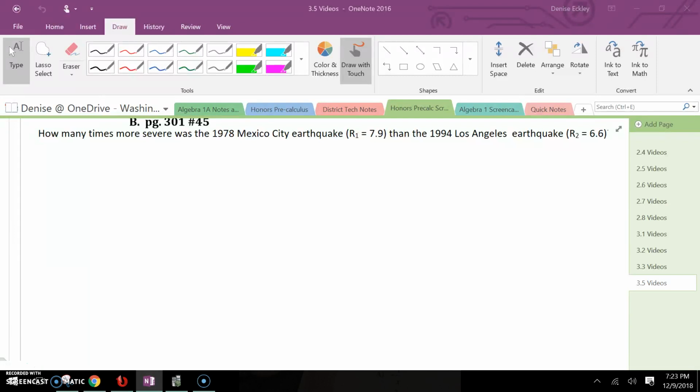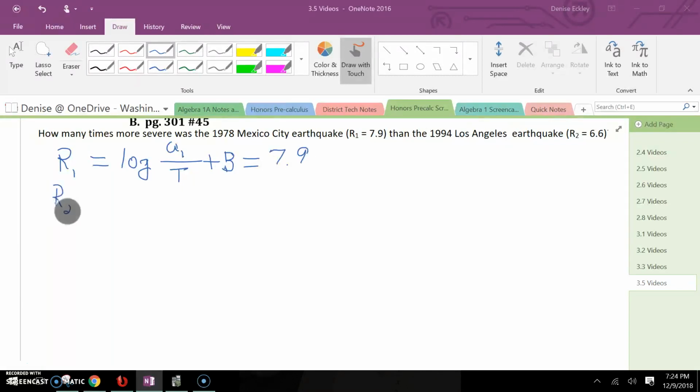So setting this up, R1, so this is going to be Mexico City, is going to be the log of A1 over T plus B, and that is equal to the 7.9 that was given in the problem. And when we look at Los Angeles's intensity log equation, we're going to have the log of A2 over T plus B, and that is going to equal the value of 6.6.